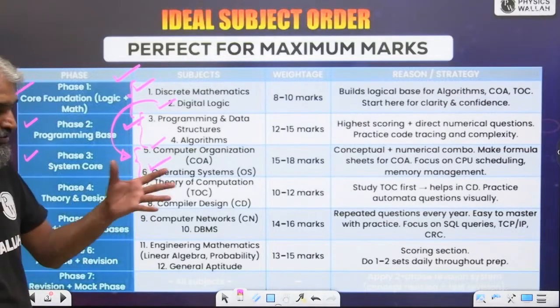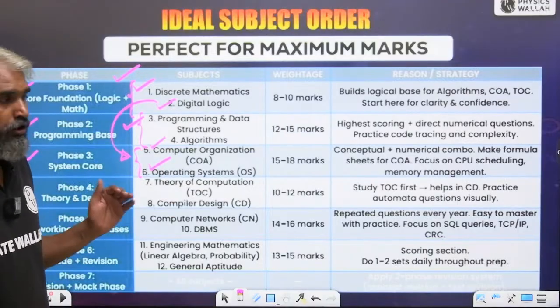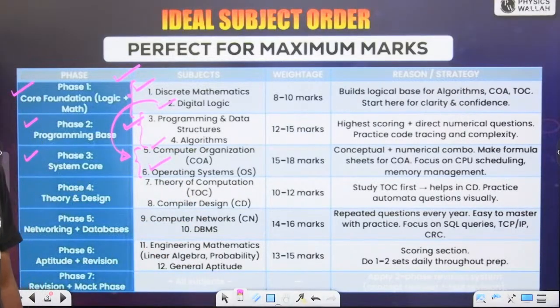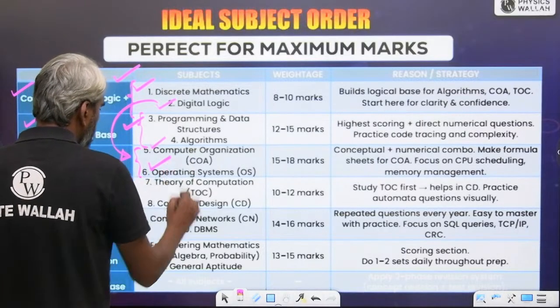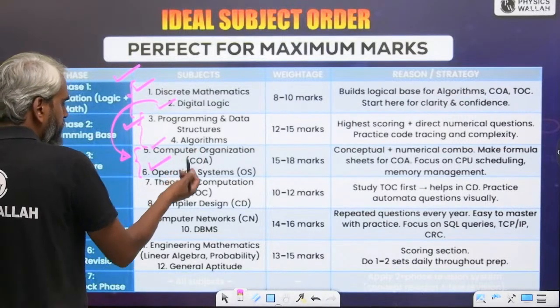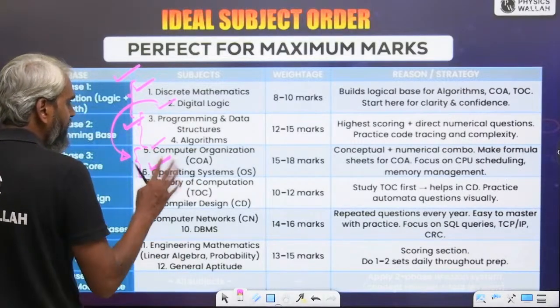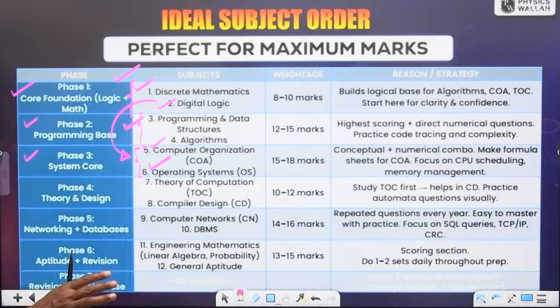If you are somewhere around 50-55 marks, then the main difference will occur because of computer organization and operating system, right? So these two subjects will again make a strong base for the computer science and engineering field. Obviously, most of the time the questions asked from computer organization and operating system are tricky. So the earlier you complete these two subjects, the more helpful it will be for you.